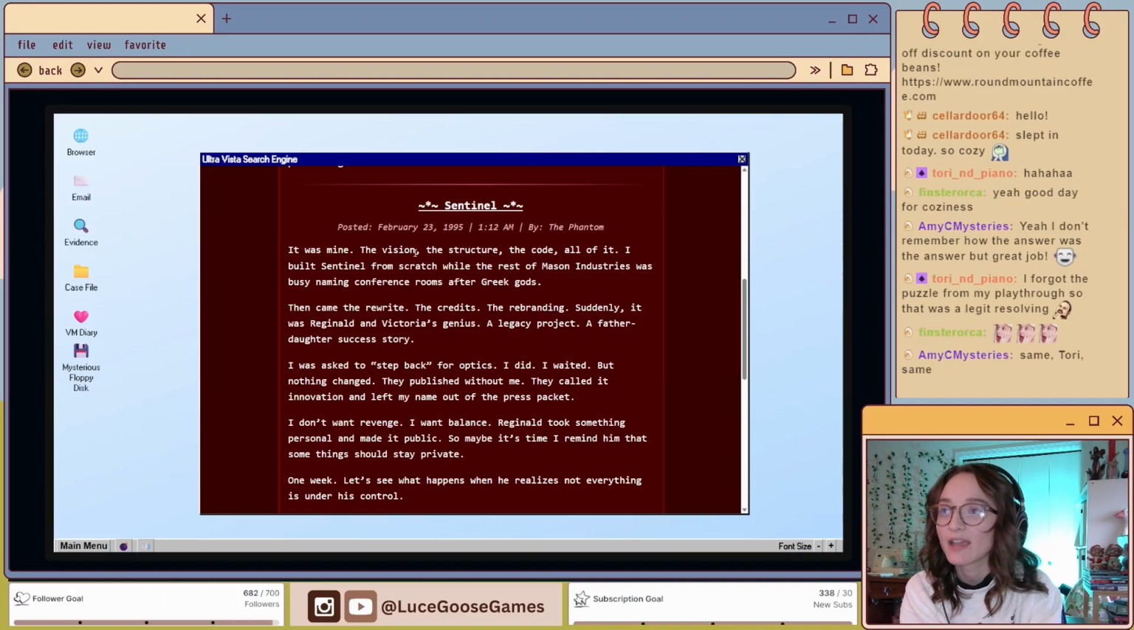Then came the rewrite, the credits, the rebranding. Suddenly it was Reginald and Victoria's genius, a legacy project, a father-daughter success story. I was asked to step back for optics. I did. I waited, but nothing changed. They published without me. They called it innovation, left my name out of the press packet.